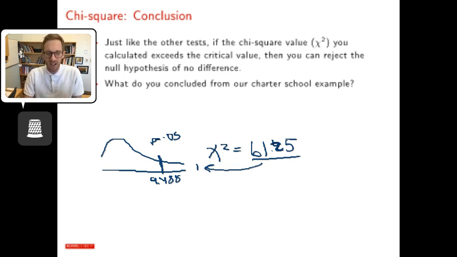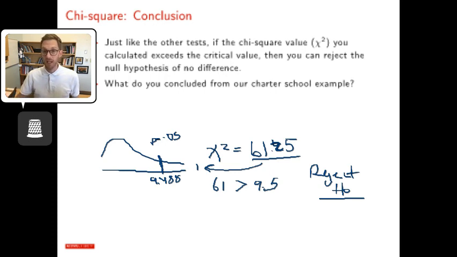And that's not too surprising. We know that in this case, just creating that contingency table, we saw that there were large differences between the expected and what we actually received, the observed in the data. And so since our 61 is greater than the 9.5, we go ahead and reject the null hypothesis of no relationship and say that, yes, there is a relationship between political party affiliation and your perceptions of charter schools.